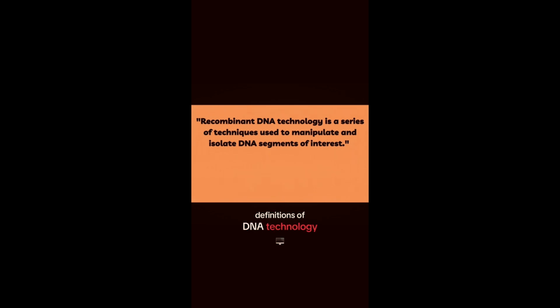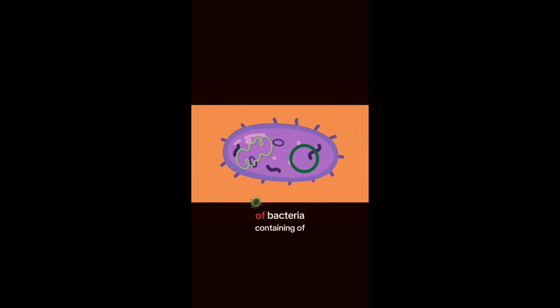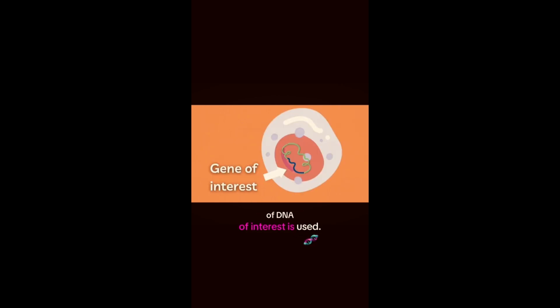Definitions of DNA technology. Recombinant DNA technology is a series of techniques used to manipulate and isolate DNA segments of interest. In order to insert this isolated DNA into a cell for cloning, some type of vector is commonly used. To create such a recombinant vector, bacteria containing a plasmid and a cell containing the DNA of interest are used. The plasmid from the bacteria is combined with the gene of interest that has been isolated.